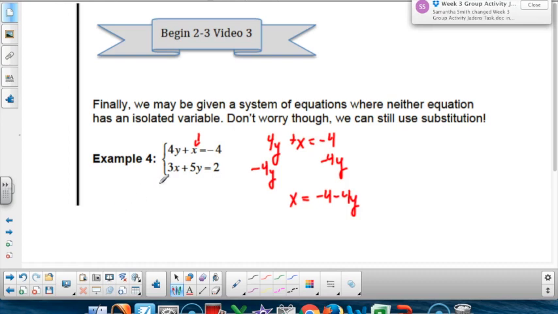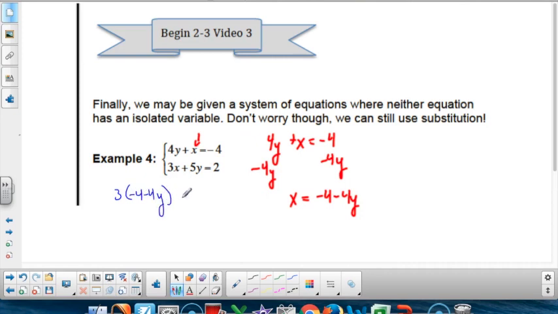So I'm going to plug it into the second equation. Don't try to plug it back into itself. It'll never work. You have to plug it into the other equation. So I'm going to say 3 times (negative 4 minus 4y) plus 5y equals 2. I'm going to substitute. 3 times negative 4 is negative 12. 3 times negative 4y is negative 12y, plus 5y equals 2.